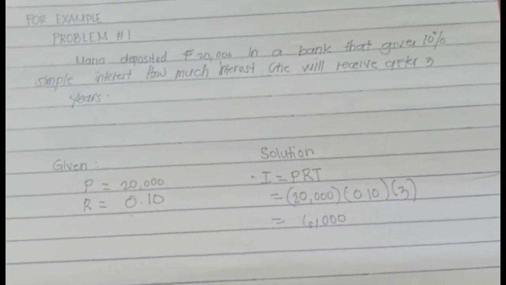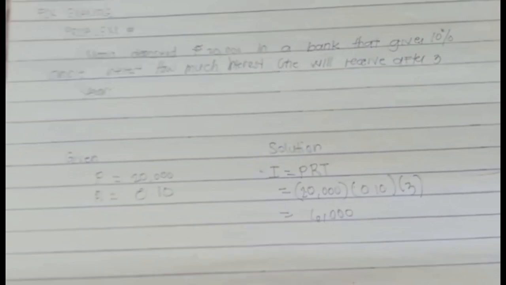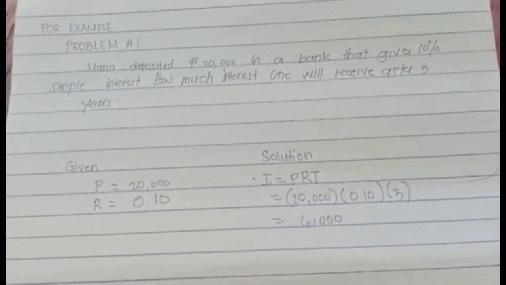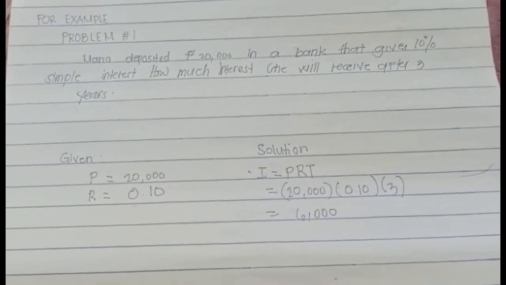Maria deposited 20,000 in a bank that gives 10% simple interest. How much interest will she receive after 3 years?